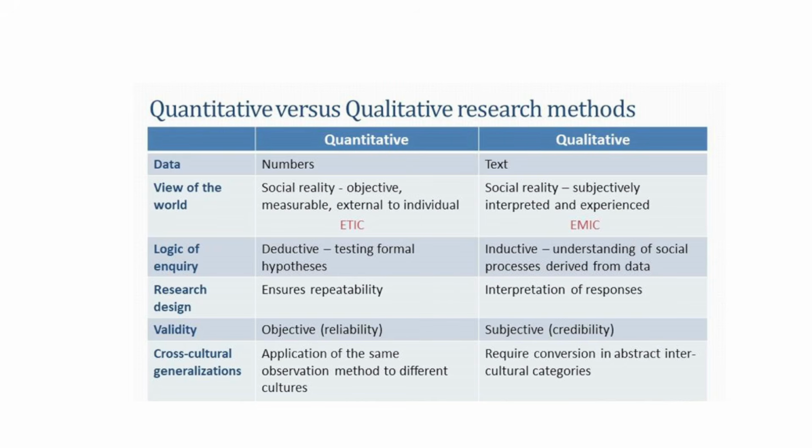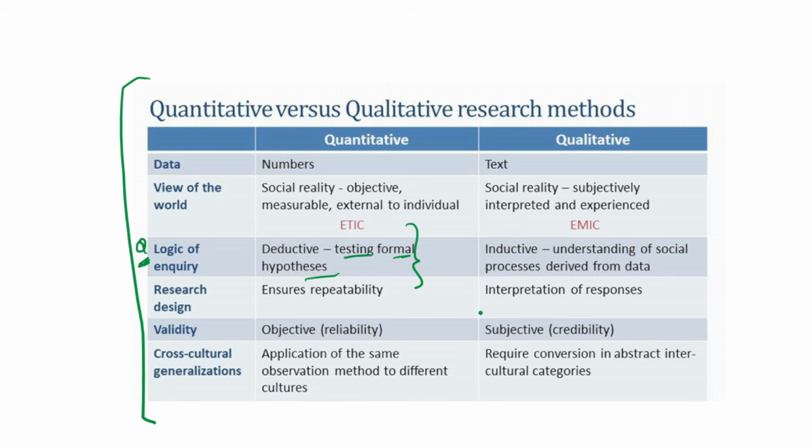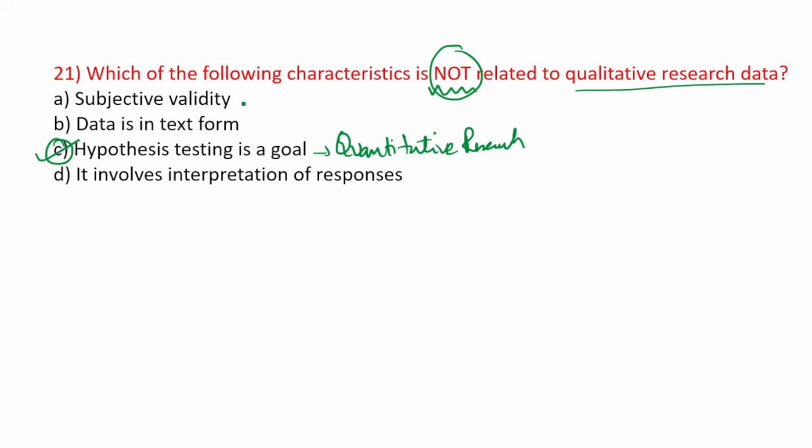Now see this slide which shows the differences between quantitative and qualitative research methods. See the third point regarding the logic of inquiry. It is clearly mentioned that quantitative is a deductive process where testing formal hypothesis is done. So this has been asked as a question because hypothesis testing is a goal in quantitative, not qualitative, research, as seen from this chart.